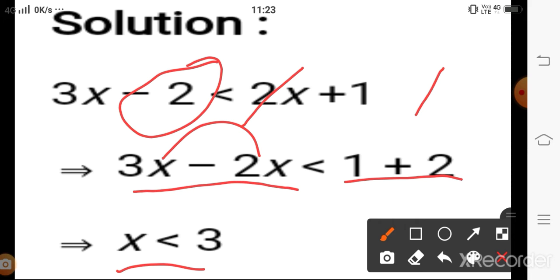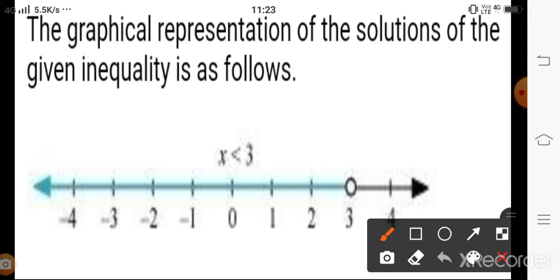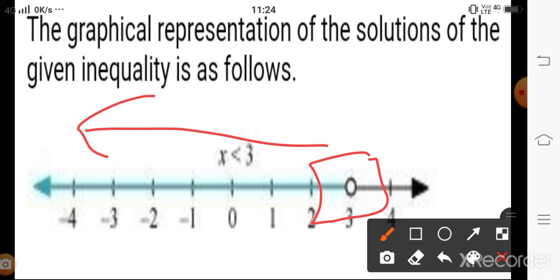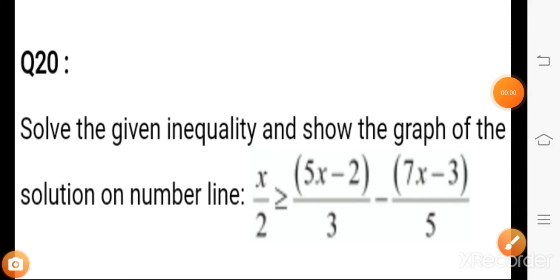Now we have to plot this on the graph. On a number line we show 3, because we have to consider all the values which are less than 3. For this reason we show a hollow circle on the number 3, because we are not considering 3 here. All the numbers we consider are less than 3. Let's solve one more question, question number 20, in which we have to solve the given inequality and draw its graph also.